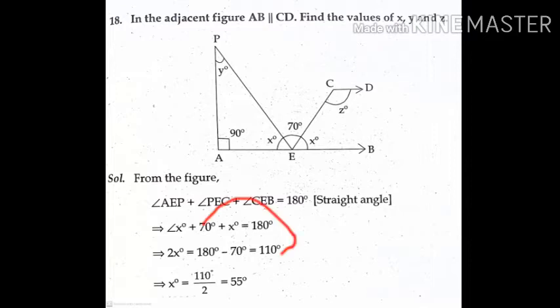Transposing 70 degrees to the right side of the equation, it becomes minus 70 degrees. After subtracting, we get 110 degrees. Next step, x degrees is equal to 110 degrees by 2. Here, transposing 2 to the right side of the equation. After cancellation, we get 55 degrees.